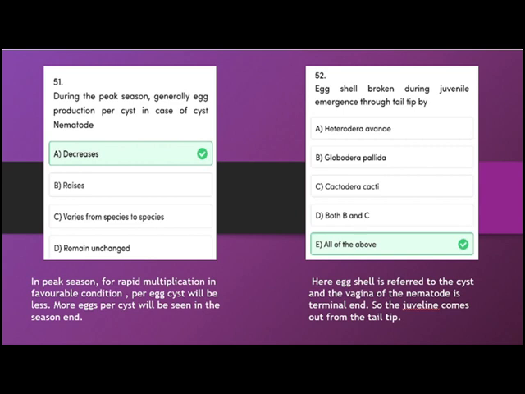Now the 52nd question. Eggshell broken during juvenile emergence through tail tip by, and the answer is all of the above: Heterodera avenae, Globodera pallida and Cactodera cacti. Here the eggshell is referred to the cyst, and the vagina of the nematode is at the terminal end, so the juvenile comes out from the tail tip.